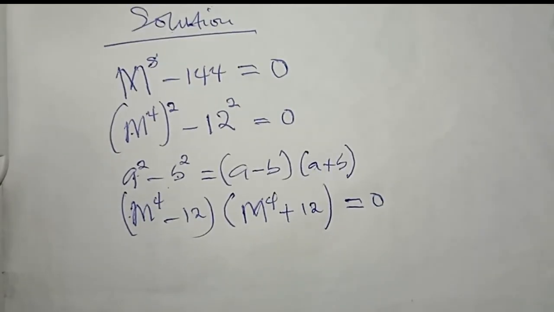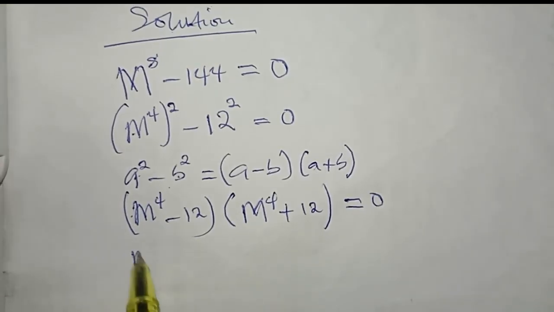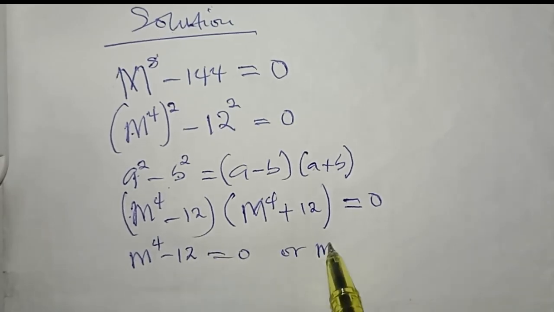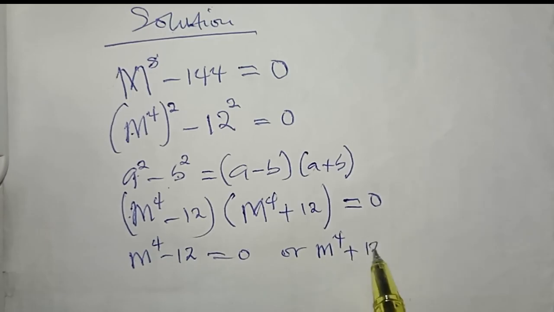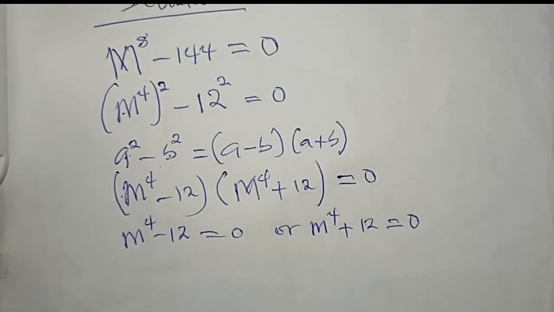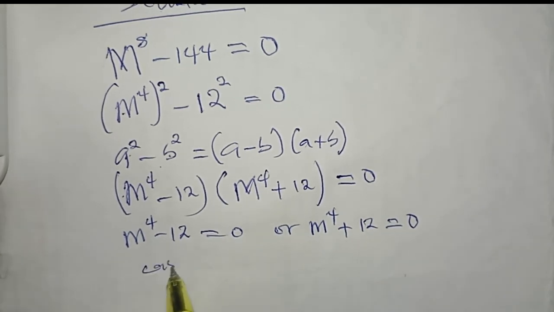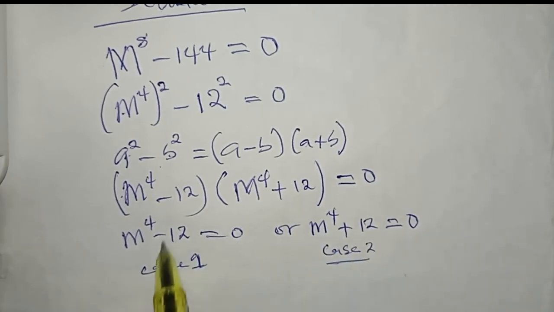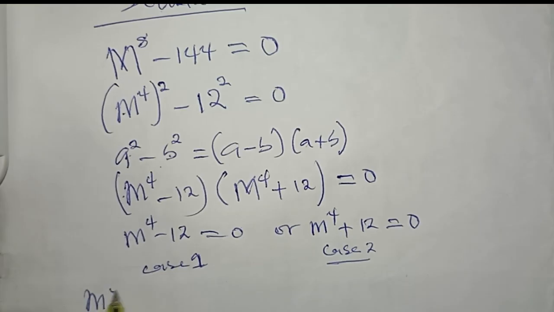Right, so using the zero product rule, we have that m power 4 minus 12 is equal to 0, or m power 4 plus 12 is equal to 0. Let's say this is case 1, and this will be case 2. So taking the first case, m power 4 minus 12 is equal to 0.